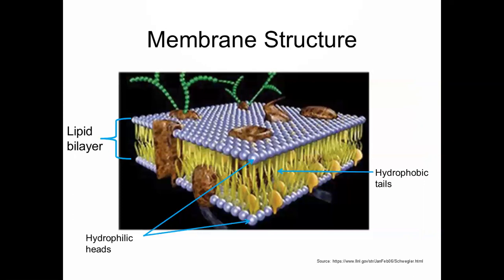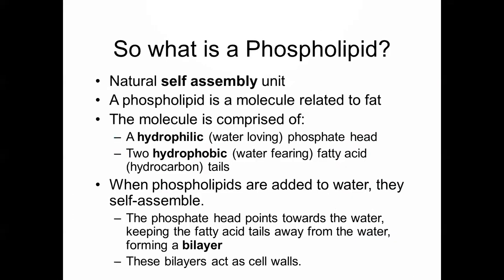So that's what we want to see. This is the cell wall, and those are the communication networks set up with the locks and keys represented in the green. So let's define again what a phospholipid is.